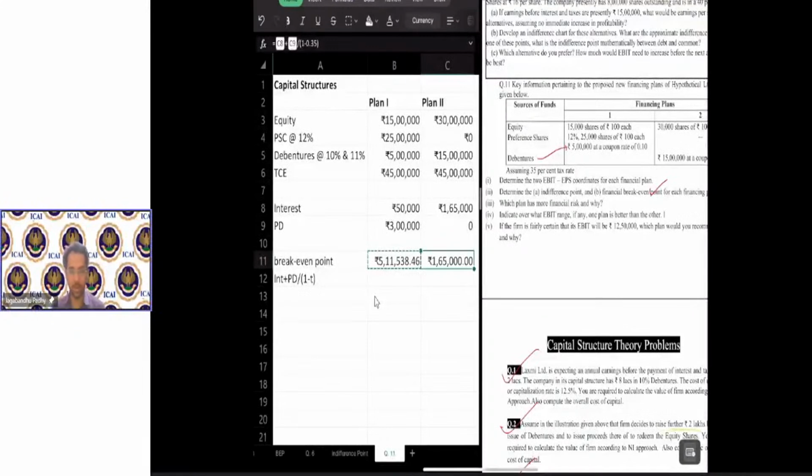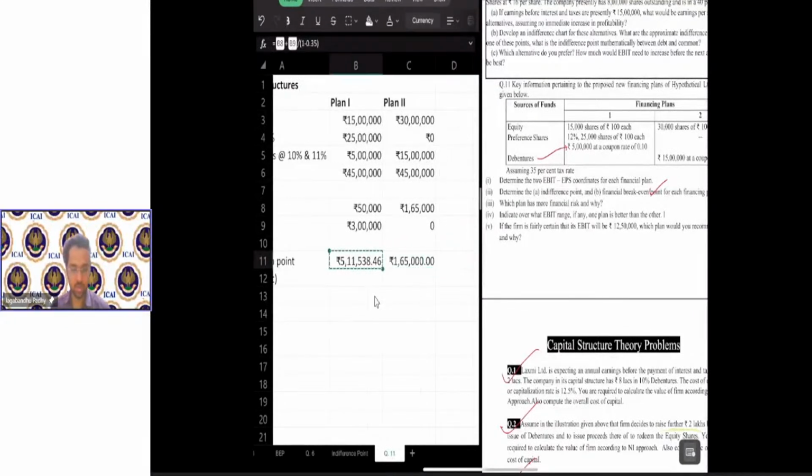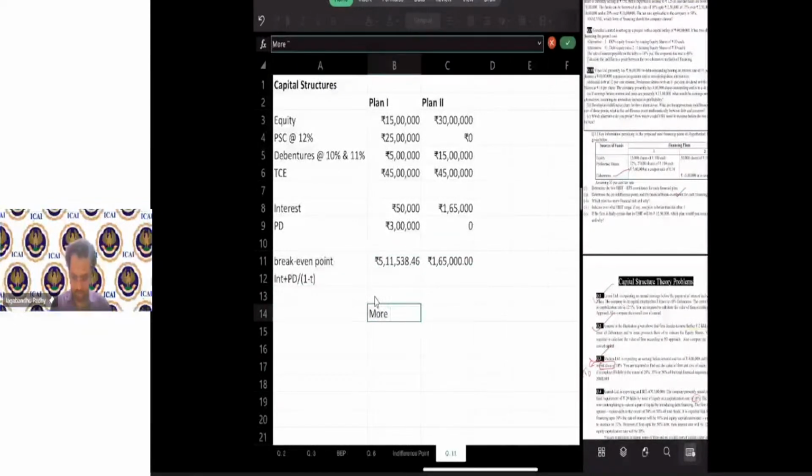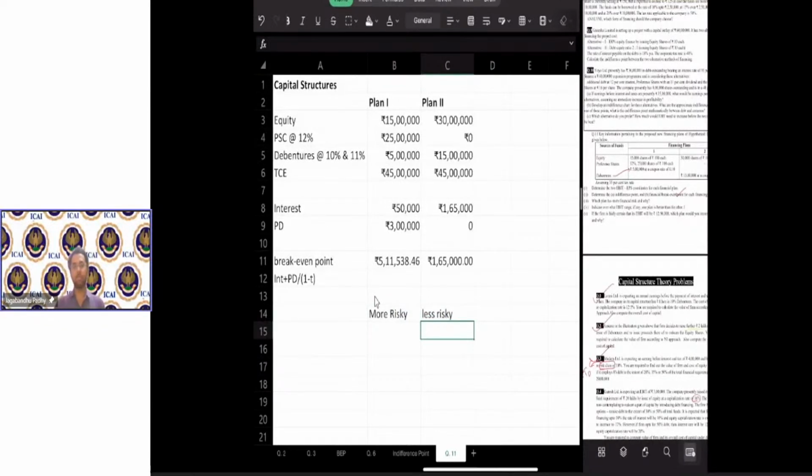So we have the break-even points ready over here, which are 5,11,538 and 1,65,000. Of course, with regards to risk, we can say this is more risky and this is less risky, because the lower the break-even point, the earlier you will be able to make profits. A higher break-even point means you need to earn a higher level of EBIT to start making profits for your shareholders. Therefore, plan one is more risky, plan two is less risky.